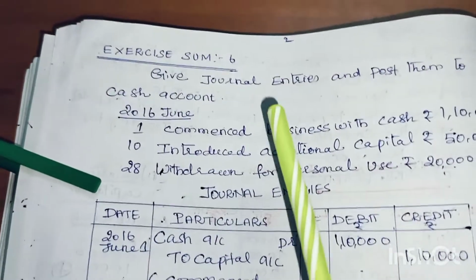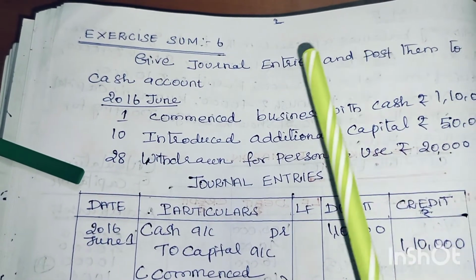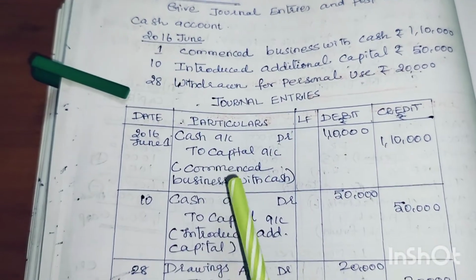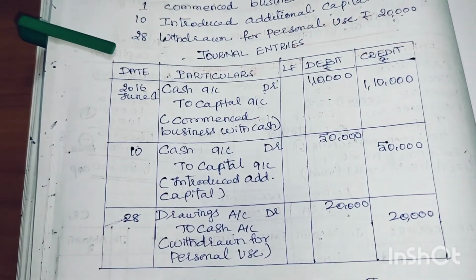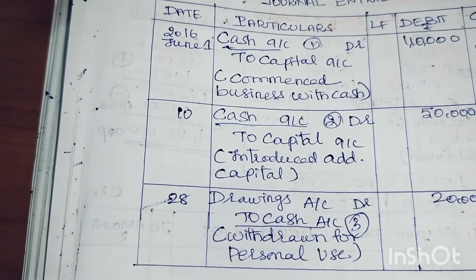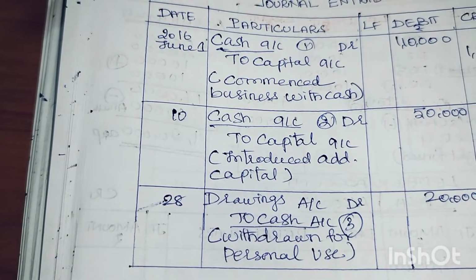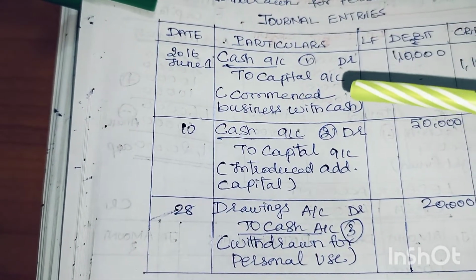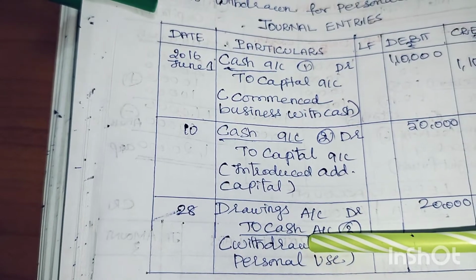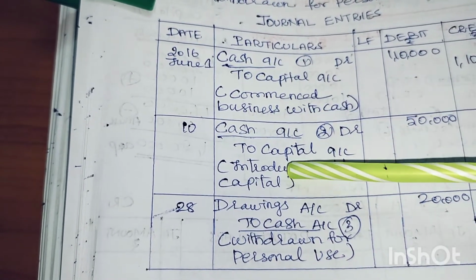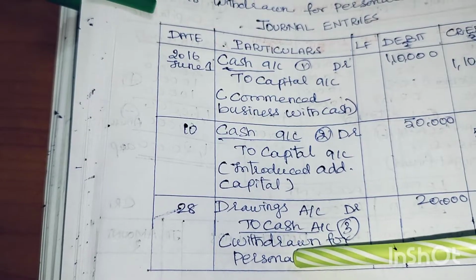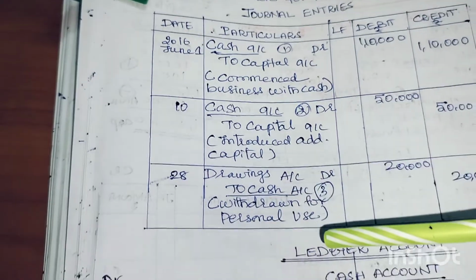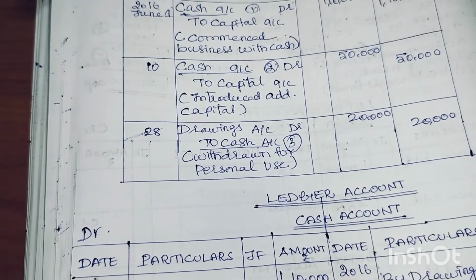Now they ask to post them to cash account. So we have to post the cash account on ledger. Before we post the cash account into ledger, how many cash transactions appear in the journal entry? There are 3 cash transactions appearing in the journal entry. So these 3 cash transactions we are going to post into the ledger account. Okay, we will start it.